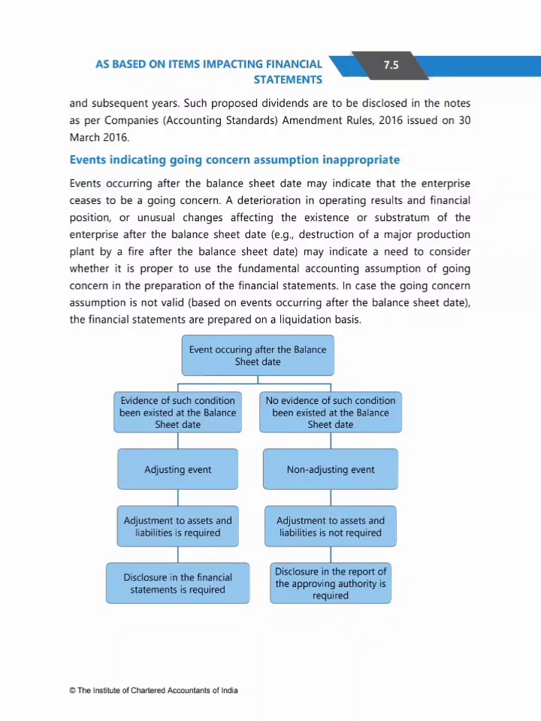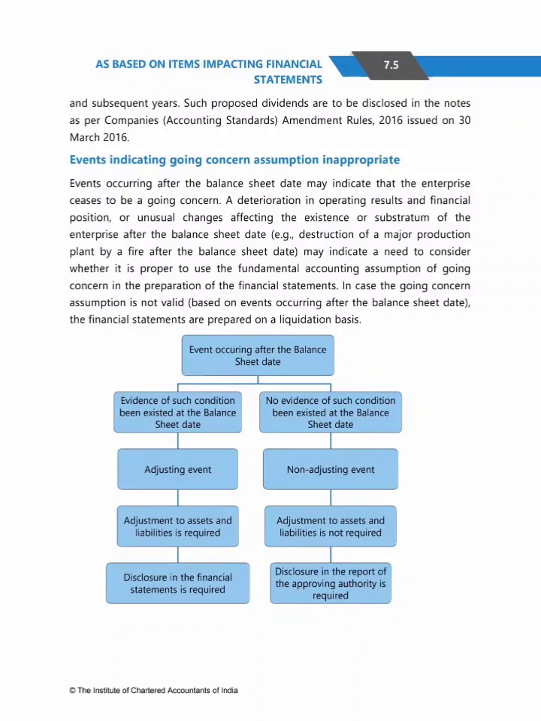Another example for an adjusting event. A fraud was committed by the manager on 1st January 2025. He made some bogus entries in the books. It was discovered by the management on 15th May 2025. Whether it is an adjusting event or not, it is an adjusting event, because a condition existed on the date of the balance sheet.